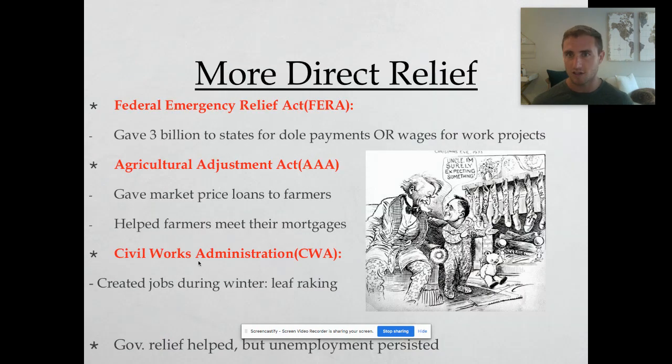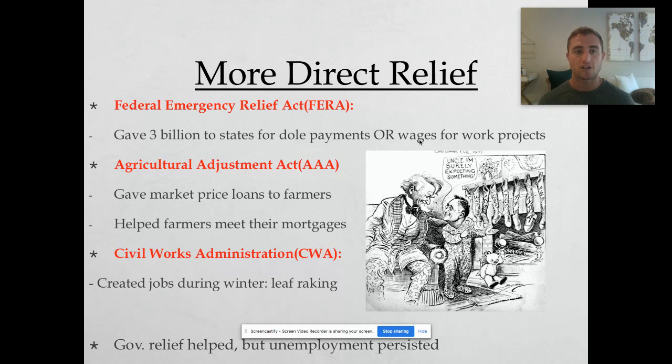Direct relief. This is money straight into people's pockets. The Federal Emergency Relief Act. That's $3 billion to the states for dole payments or wages for work projects. So again, this is the federal government saying, here, California, take 1 million, 5 million, $10 million, distribute this to your citizens. Those are dole payments, right? These are like our stimulus checks coming in the mail. These are helping people that are hit by the Depression.